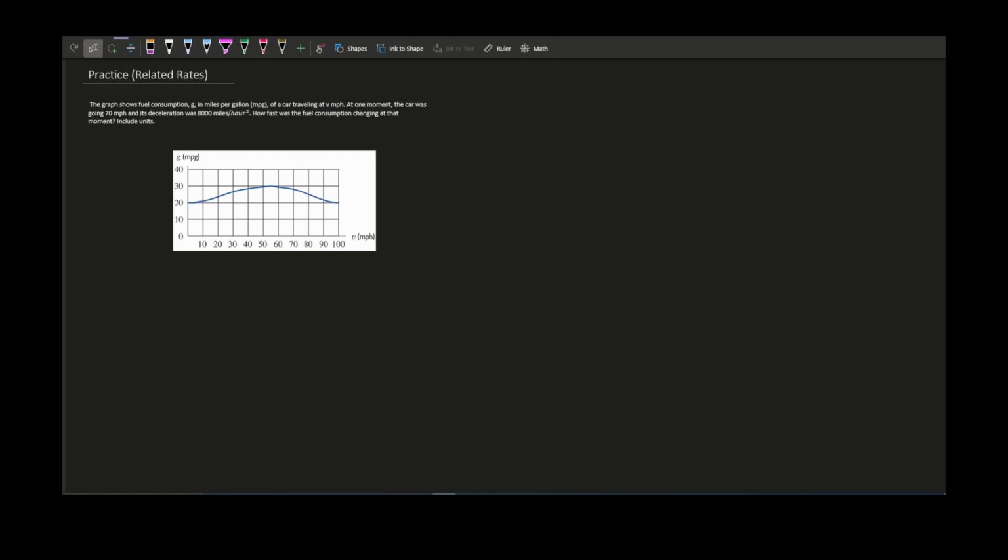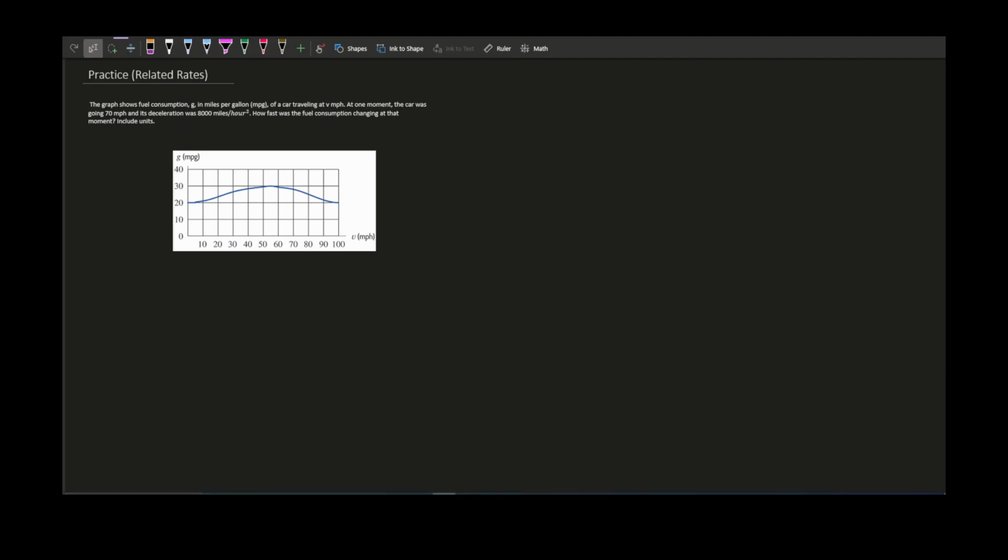Okay, so jumping into a few practice problems with related rates. Here I'm going to start with a graphical example because I feel like these are sometimes a bit confusing for folks, especially when there's no direct formulas given. So let's jump right in and see what this problem's about.